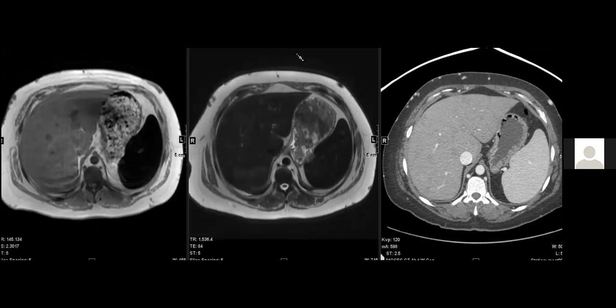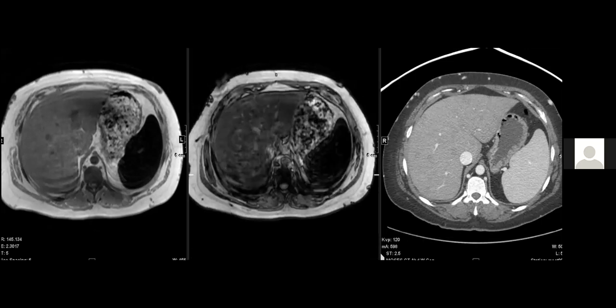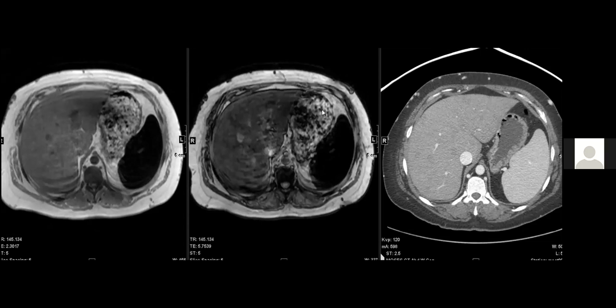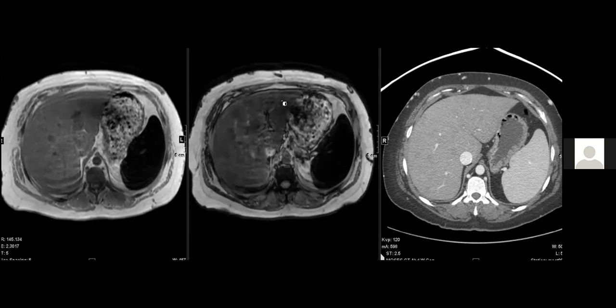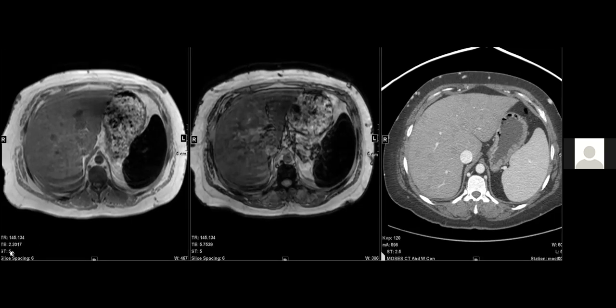This is the interesting part of the case. What do you guys think about the liver? Well, since it's 3T, we need to see the TE. Oh, wait, I see the TE. Okay, it looks like the out of phase is the later echo. So we can't use it in our normal way.